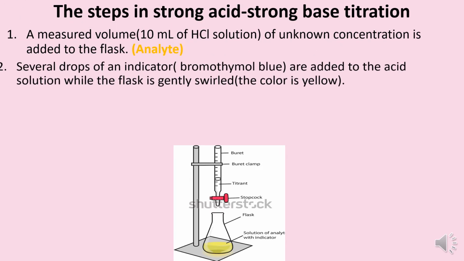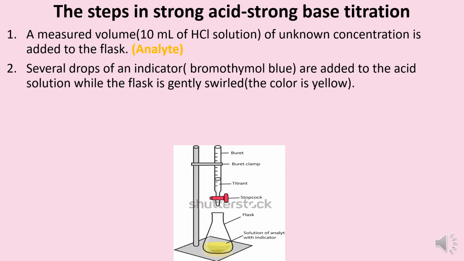The second step is several drops of an indicator, let's say bromothymol blue, are added to the acid solution while the flask is gently swirled. We observe that the color is yellow. Why is it yellow? Because bromothymol blue gives yellow color in acidic solution.